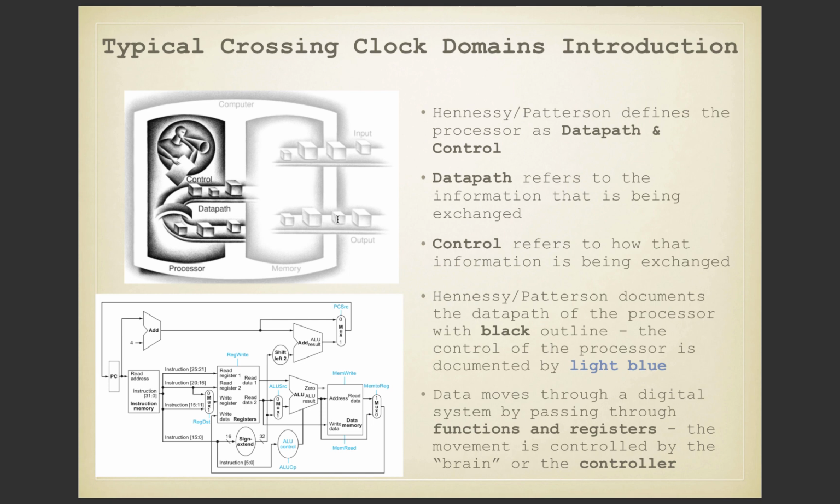What I've grabbed on the bottom is a page from their textbook that shows the architecture of a simple MIPS processor. You can see the differentiation in colors. All of the black areas are meant to be the data path portion of the design. All the light blue are meant to be the control. The control signals are typically coming from some type of controller, perhaps a state machine, and it's the controller's responsibility to move the data through your system at the appropriate time. It's interesting to see what the control is: the MUX select, it might be a load, it might be a read line. These are all the functions of the control lines.